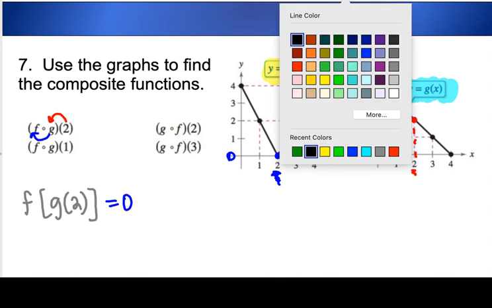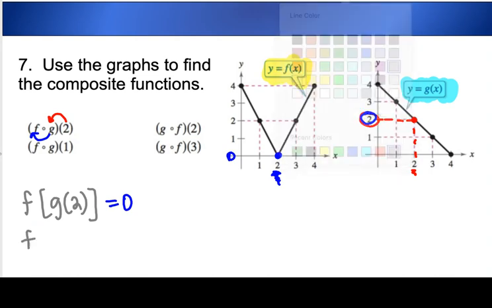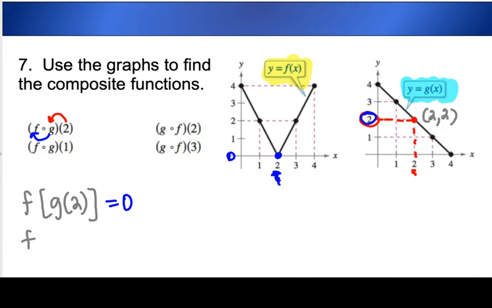Another way to look at this, if you rewrite it the way I did, is say what is g of 2? Well, g of 2, when you put a 2 in, you get a 2 out. So g of 2 is 2. And then what's f of 2? Well, f of 2, you put a 2 in and you get a 0 out. So that's A. We'll call that one A.